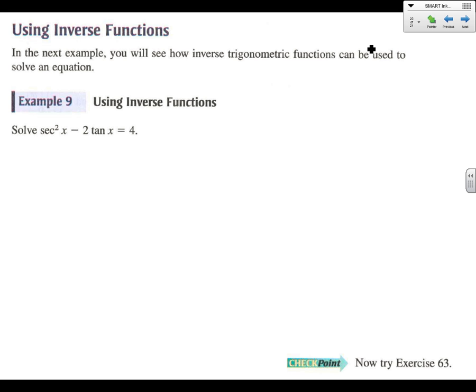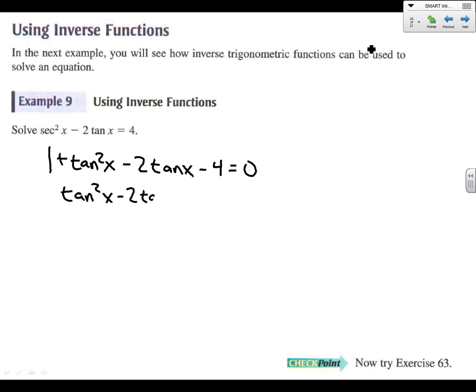First things first, secant squared and tangent. That's not going to work. Secant squared, we can change that into 1 plus tangent squared using our Pythagorean identity. Then we have our minus 2 tan. Let's bring the 4 over. And let's clean this up. Tan squared minus 2 tan x. And minus 4 plus 1 is a minus 3.